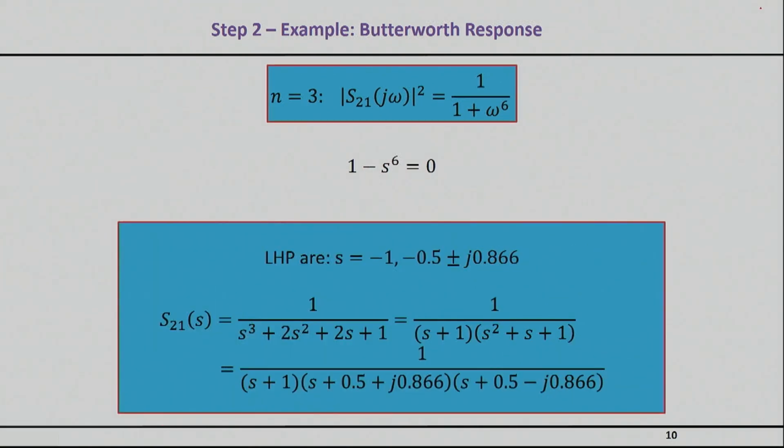And here's one more example for n equals 3. Now we have basically 1 minus s to the 6th equal to 0. And we will end up having 3 roots in the left-hand plane. One is real, and the other ones are complex. And so the polynomial, again, is given from here.